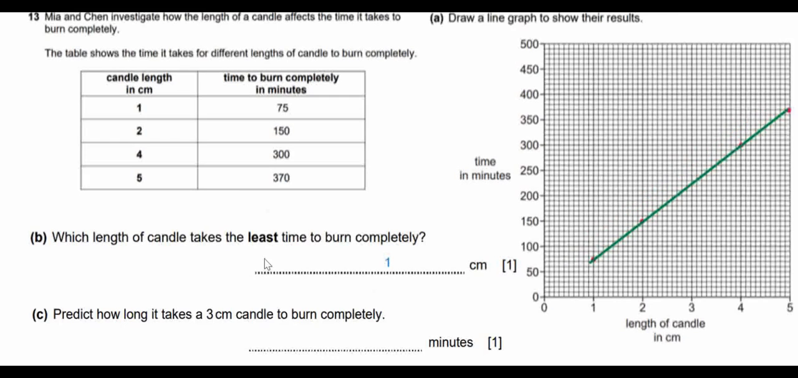Let's move on. Here we go. Now we are in question C. Predict how long it takes a 3 cm candle to burn completely. It's 3 cm. We can see from the graph here. And 5 or 10 seconds to get the answer for you.